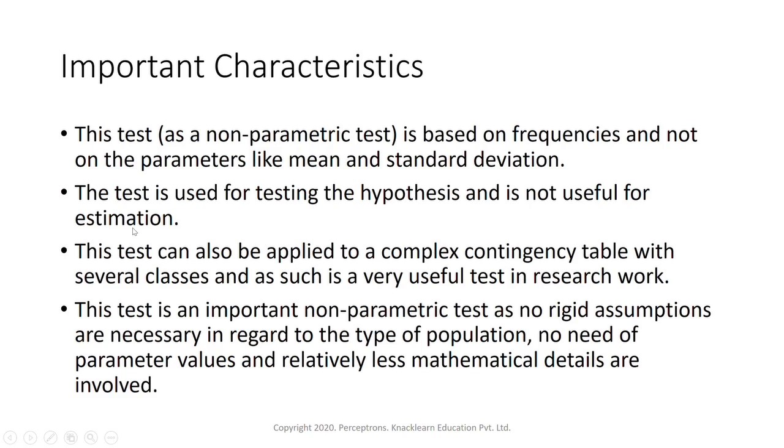This test can also be applied to a complex contingency table with several classes, and as such is a very useful test in research work. If we have multiple categorical variables, we can put them in a contingency table, which is nothing but a two-way frequency table, and we can use this test on top of those tables to understand the relationship between those variables. This is an important non-parametric test as no rigid assumptions are necessary regarding the type of population. There is no need for parameter values, and relatively less mathematical detail is involved here.